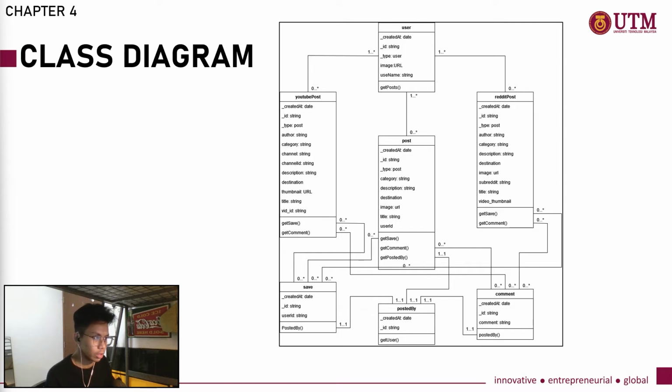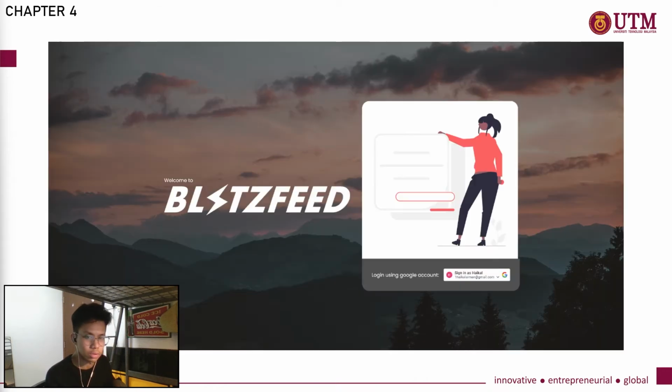So here's an overall class diagram. From the top we have the user class, and then YouTube post, post, and Reddit post. At the bottom we have save, for when users are saving a post, posted by, which records who created the post, and comments attached to each post.